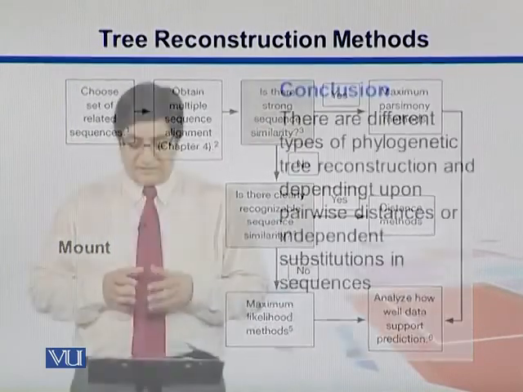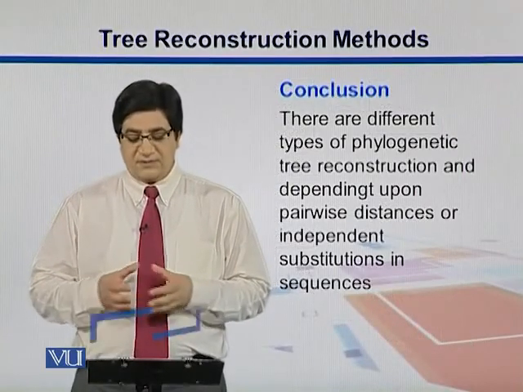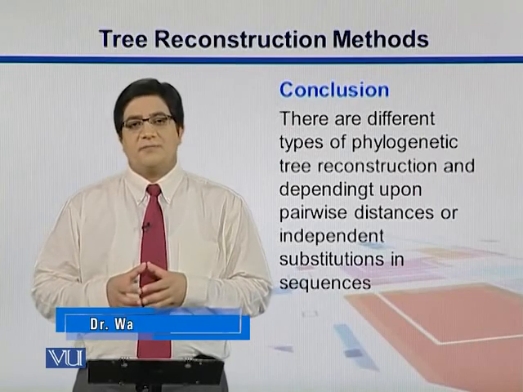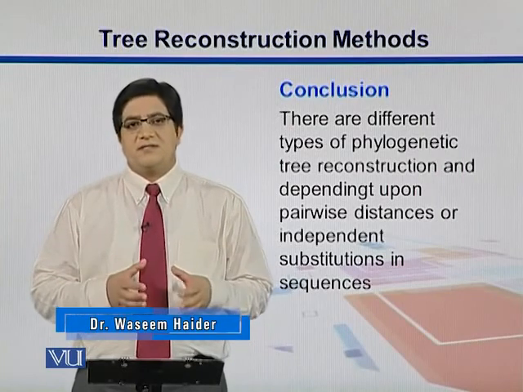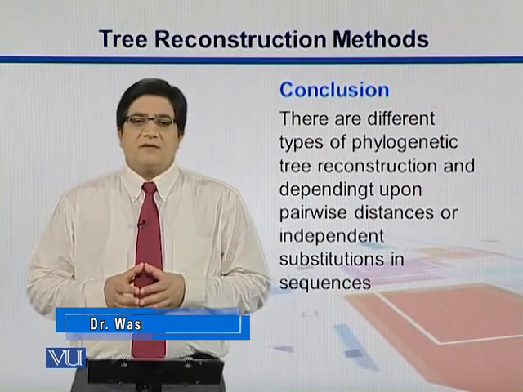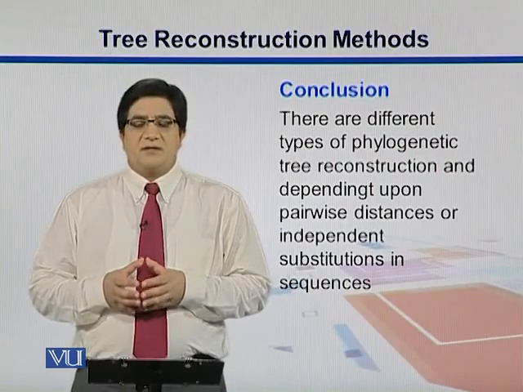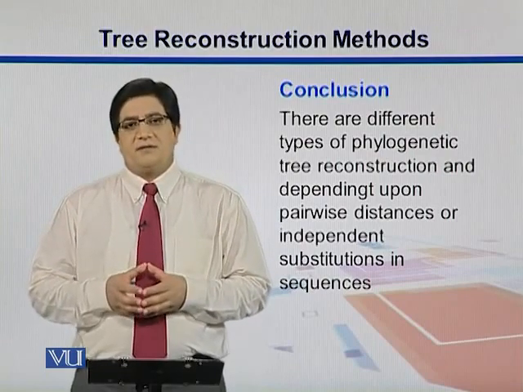So we see in this section that there are different types or methods of phylogenetic tree reconstruction. There are distance based methods that depend upon the distances among the sequences, whereas we have character or sequence based methods where we assume that each character substitution is independent of its neighbors, or independent of other nucleotides.